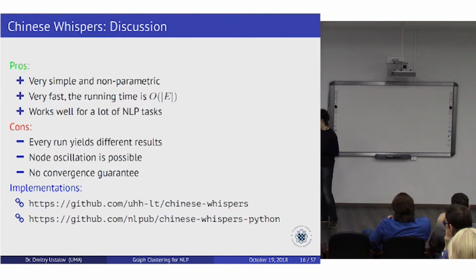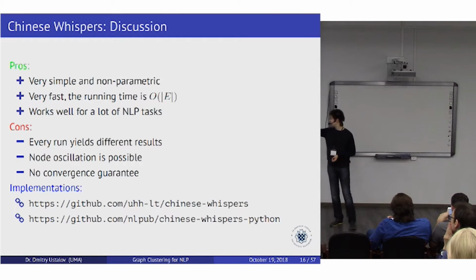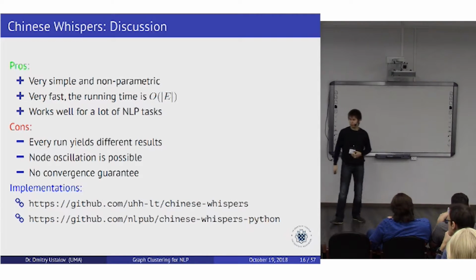There are two implementations of Chinese whispers. The first is the official one. Chris Biemann is now a professor at the University of Hamburg. They offer their official implementation in Java.